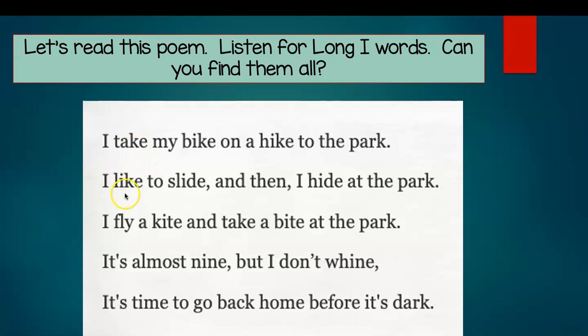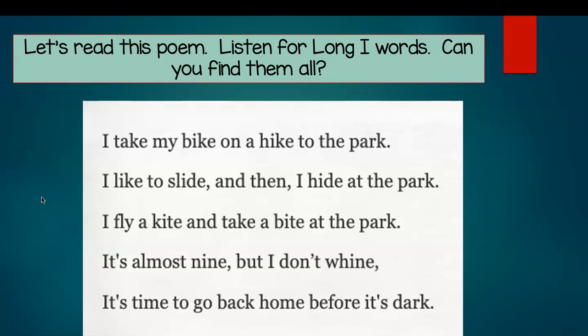You ready? I take my bike on a hike to the park. I like to slide, and then I hide at the park. I fly a kite and take a bite at the park. It's almost 9, but I don't whine. It's time to go back home before it's dark. Did you find any long I words that have that magic E at the end?